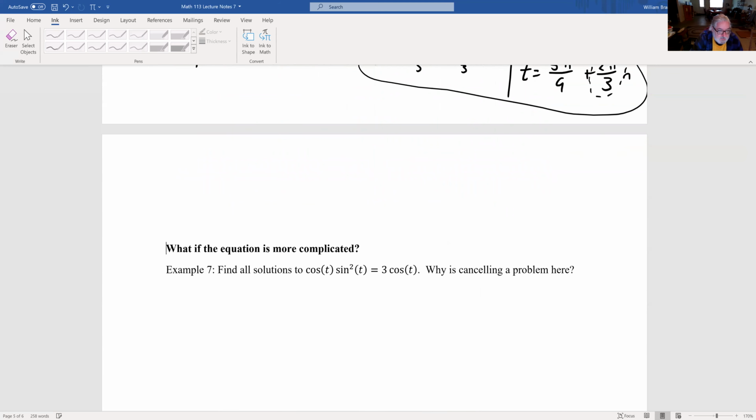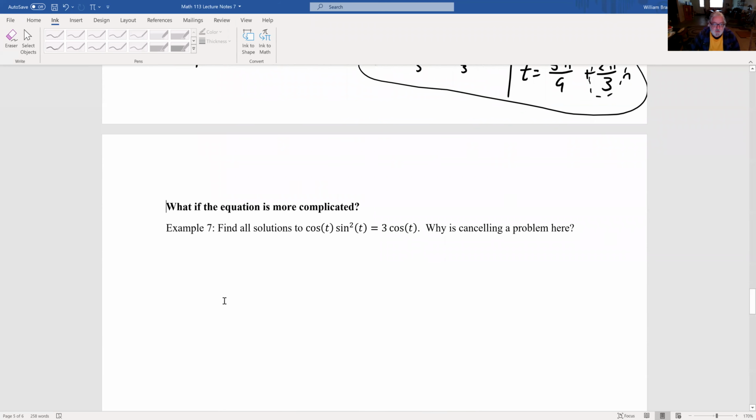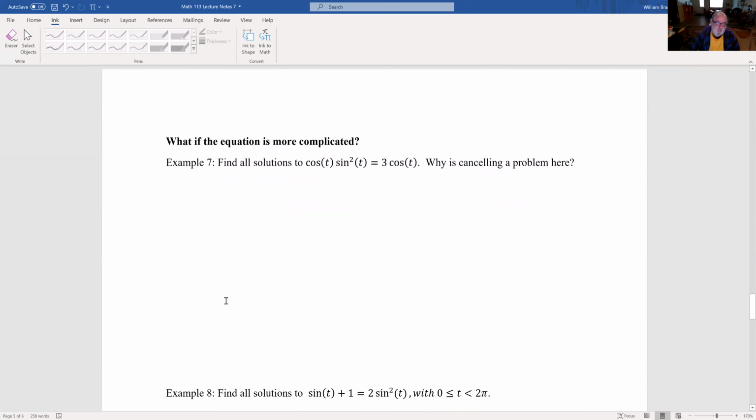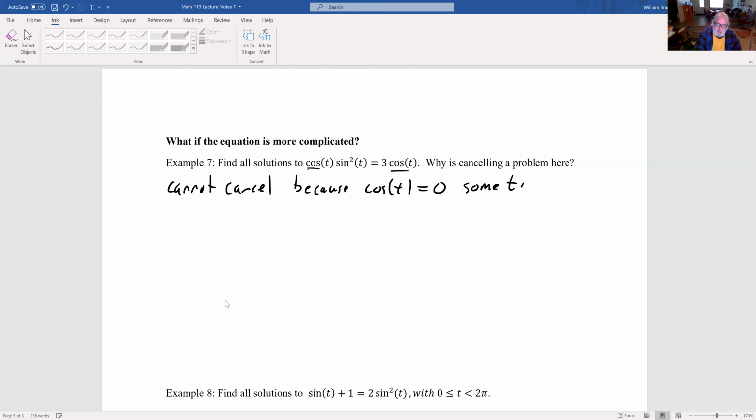Great, so that's that problem. What about this problem? A little more complicated because we don't have just cosine equals something or just sine equals something or something that we can reduce to just cosine equals something or just sine equals something. So why can't we cancel? It looks like we should be able to cancel out the cosine t's. We cannot cancel because you can't divide by 0. And you can never cancel if the thing you're canceling by might be equal to 0. So how do we handle that?